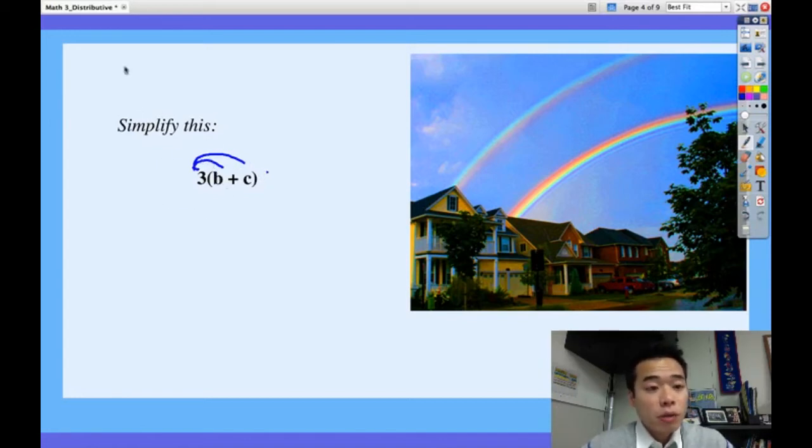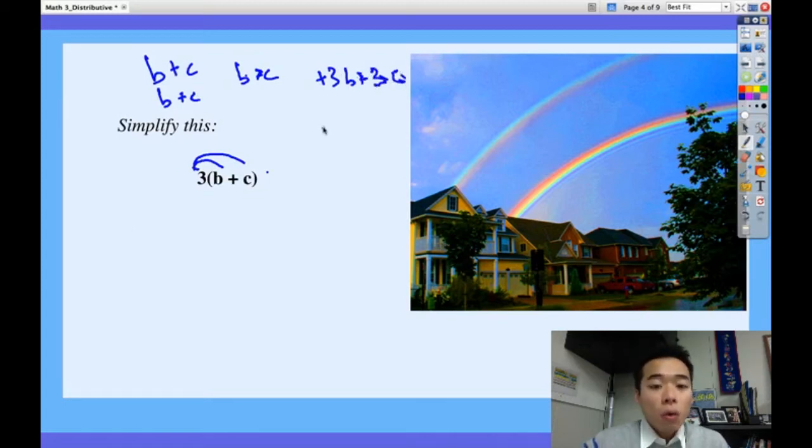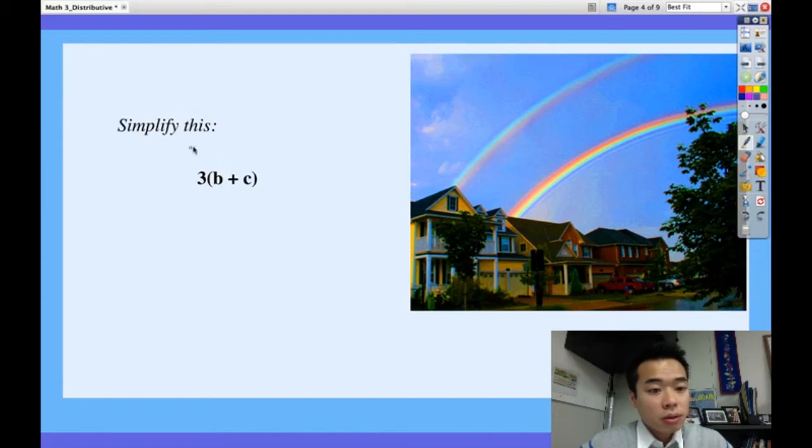So here I have 3 groups of b plus c. So it looks something like this out longhand. b plus c, b plus c, b plus c. You get 1, 2, 3 b's, so that's positive 3b. 1, 2, 3 c's, so you get positive 3c. Or what we can do is multiply 3 times b and 3 times c. If you want, we go ahead and box each term. Here we have a positive 3, positive b, and a positive c.